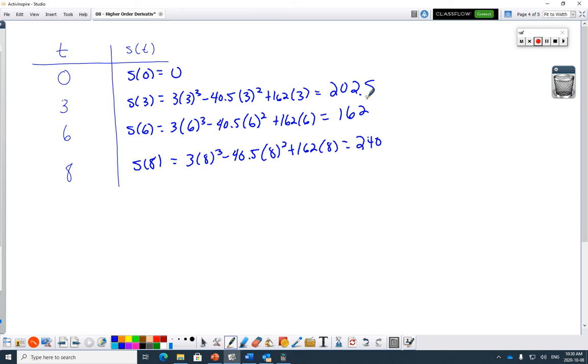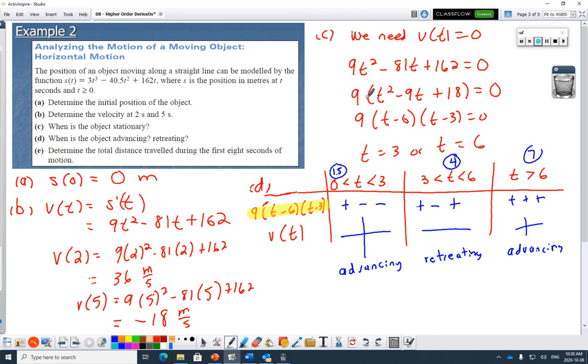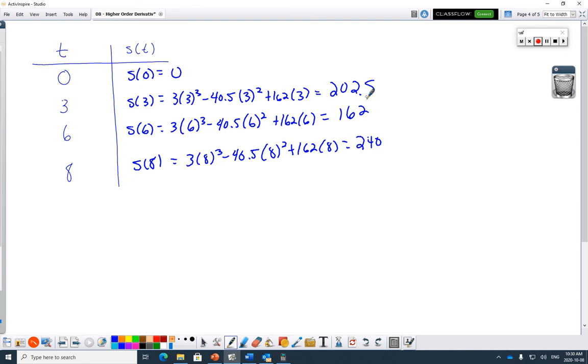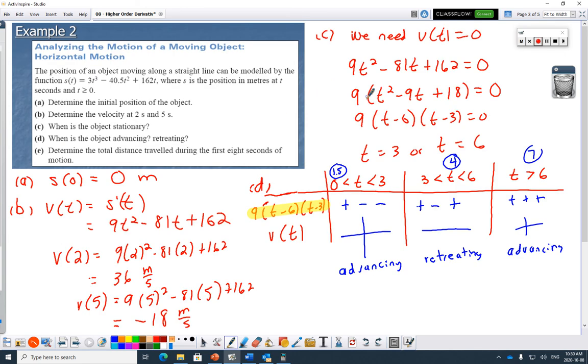Okay? Now the million-dollar question. How did I get the numbers 0, 3, 6, and 8? Some of those numbers are easier to choose than others. Let's go back to here. How did I get 0 and 8? They go together. They said find the total distance between 0 and 8. 0 and 8 had to be on the table. Where did I get 3 and 6 from?